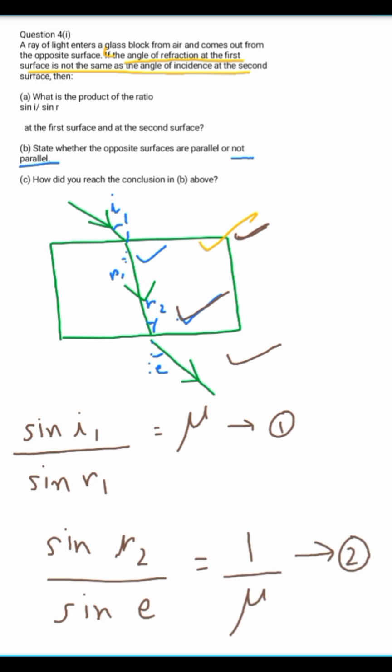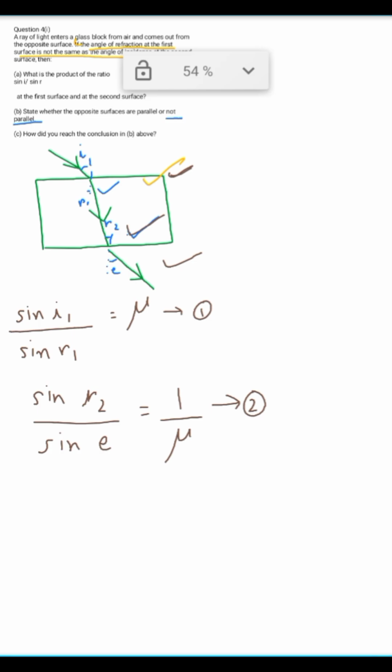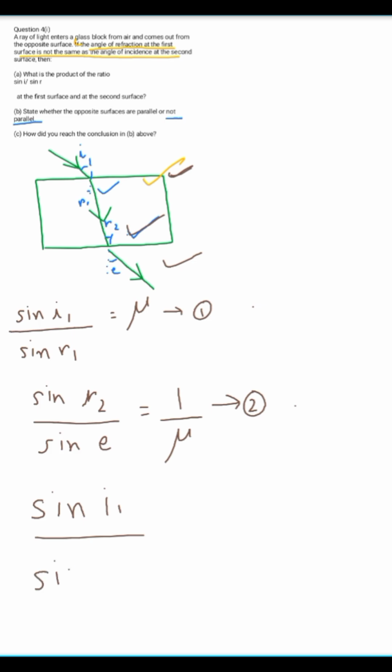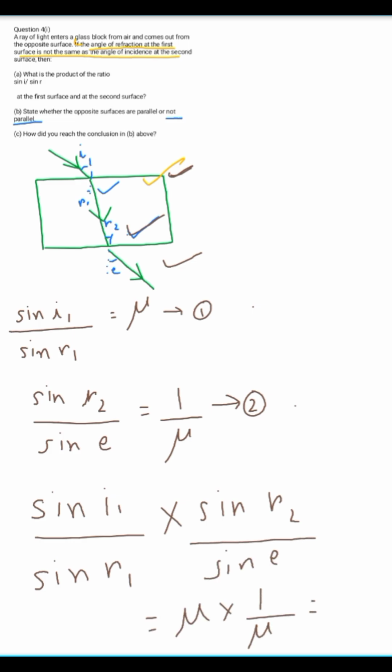Now if I do the product of these two, what am I going to get? I am multiplying equation 1 and 2. So sin i1 by sin R1 into sin R2 by sin e will be equal to mu into 1 by mu, which is going to give you 1. So the correct answer for the first question is 1. Hopefully you have understood this.